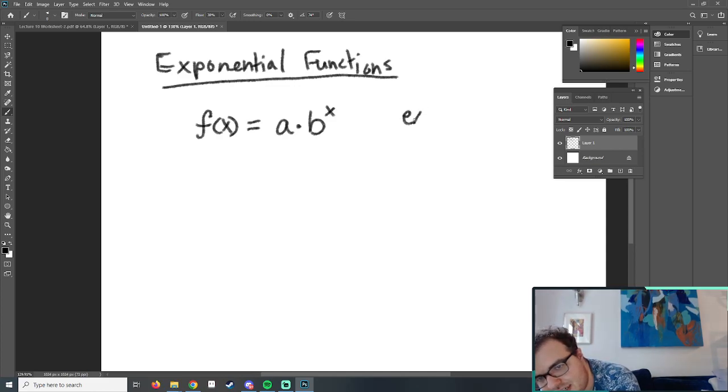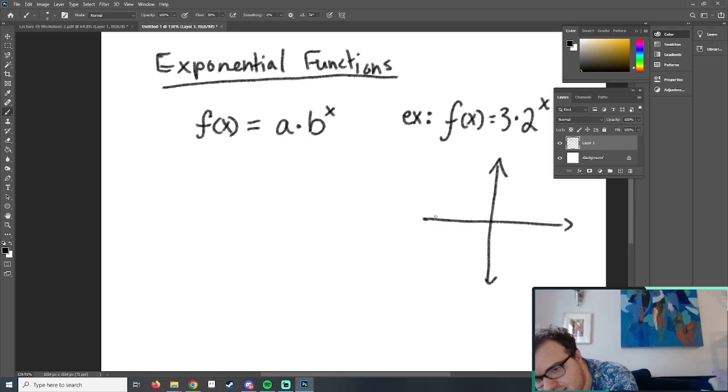So an example here would be f of x equals 3 times 2 to the x power. A graph like that would look something like this. 3 times 2 to the 0 power. 2 to the 0 power is 1, so we'd just get 3 times 1. So we'd have a point here at 0, 3.